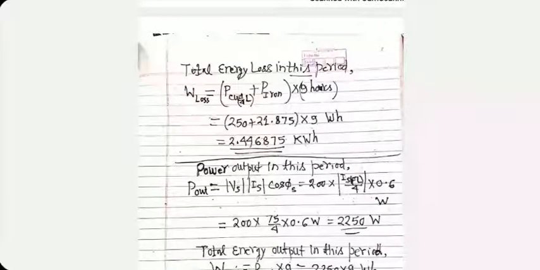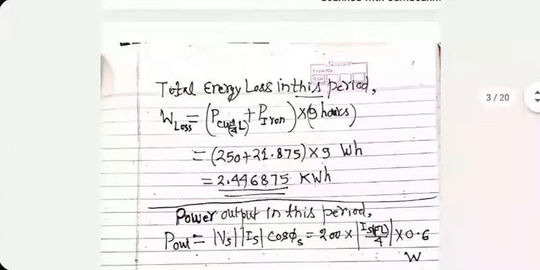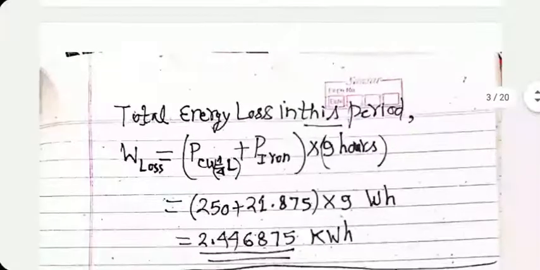So you take the total of these two losses and multiply it by the number of hours in this time period, which is 9, to get the total energy loss in this period in kilowatt hour. Okay, so that number turns out to be 2.44 something kilowatt hour.